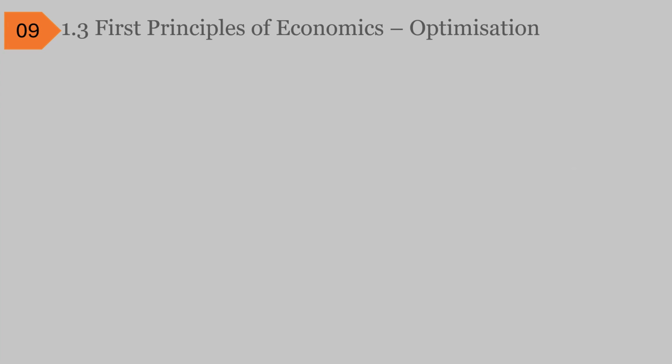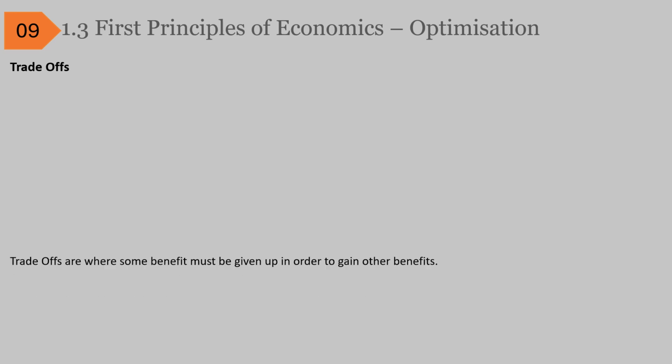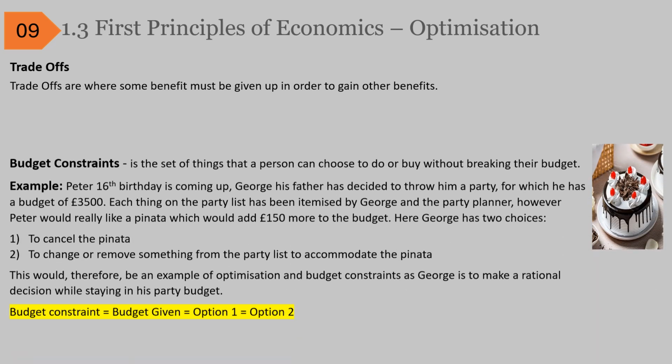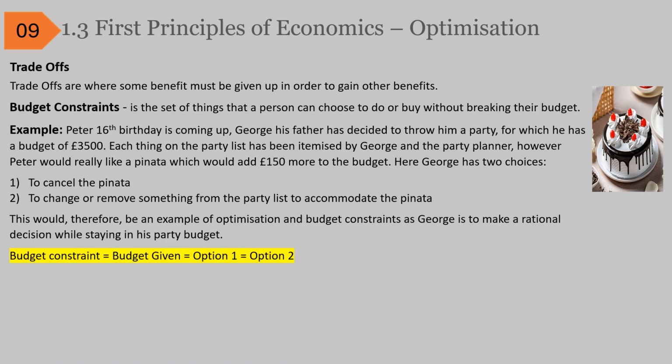Okay, so moving on. The first thing we're going to be looking at is trade-offs. Trade-offs are where one benefit must be given up in order to gain other benefits. We'll be looking at trade-offs in depth when we move on further. But for now, we have budget constraint, which is what a person can choose to do or buy without breaking their budget. And it looks at multiple options that a person can take to optimize that decision making.